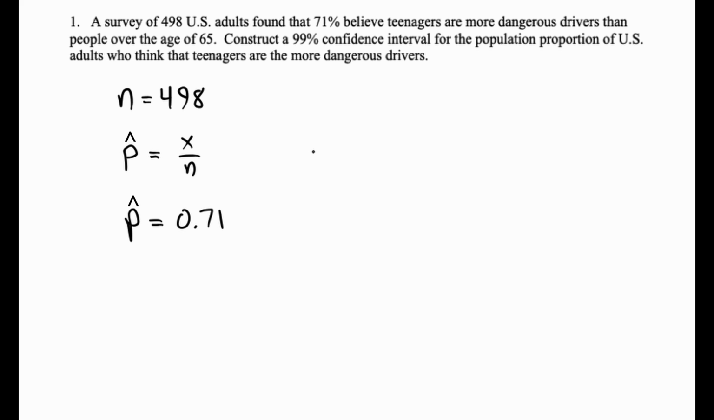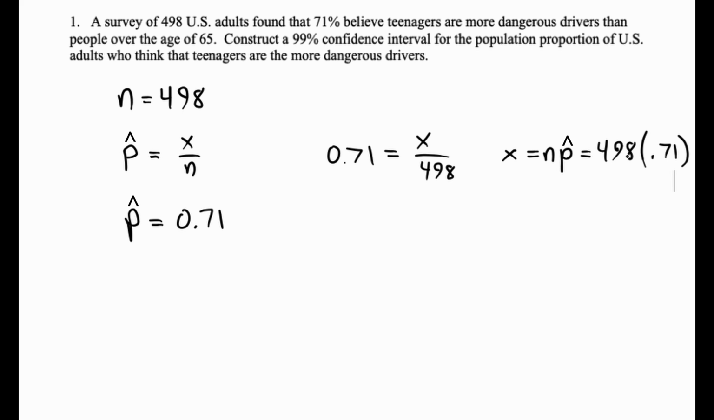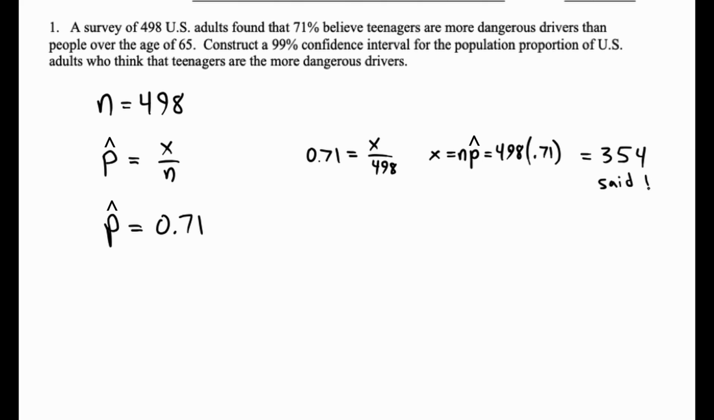If for some reason we wanted to know how many people said yes to the question, we could put 0.71 equals X over 498. Then we could solve for X with algebra, just multiplying: X equals N times P, which is 498 times 0.71. Looks like 354 people had said yes to the question. So they had said teens were more dangerous.